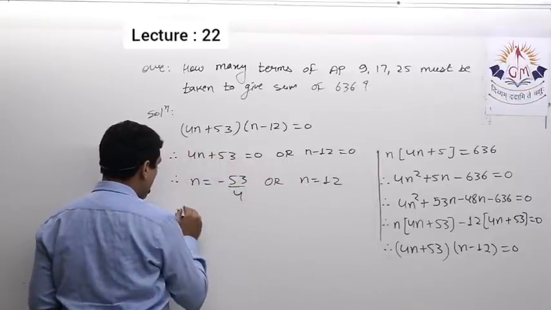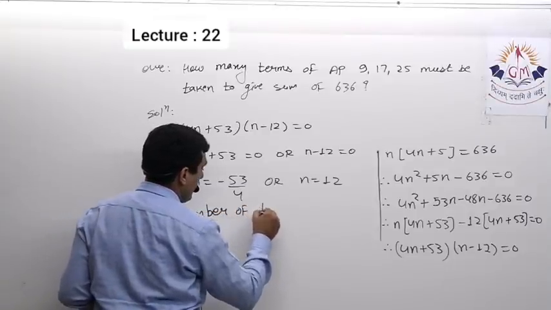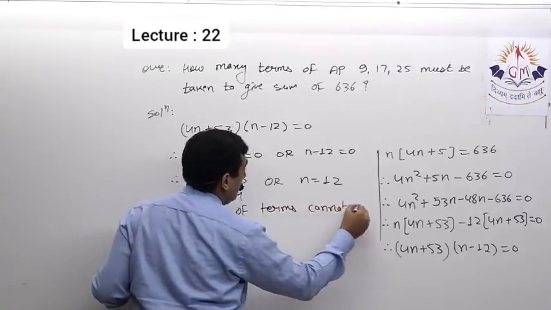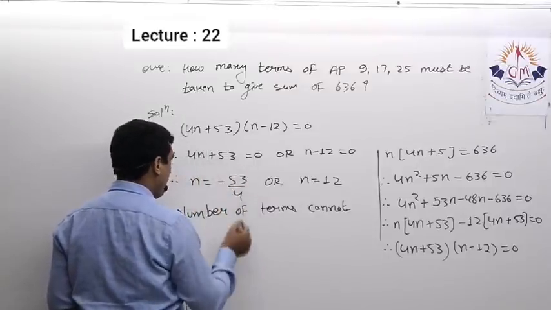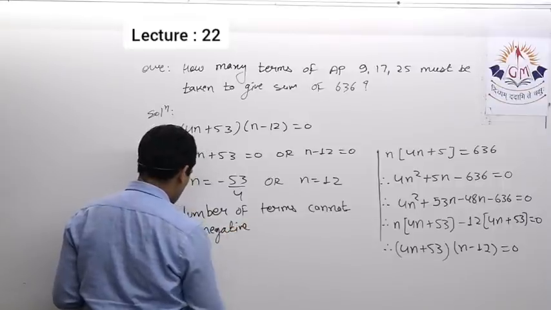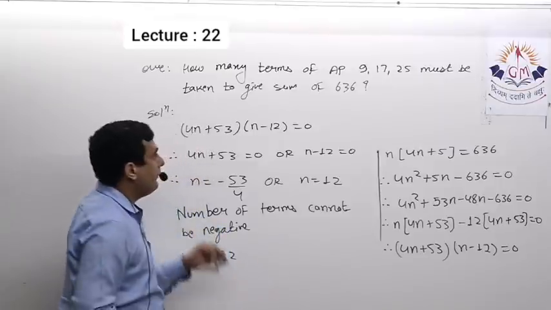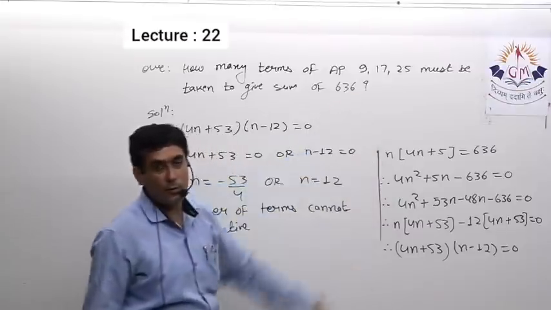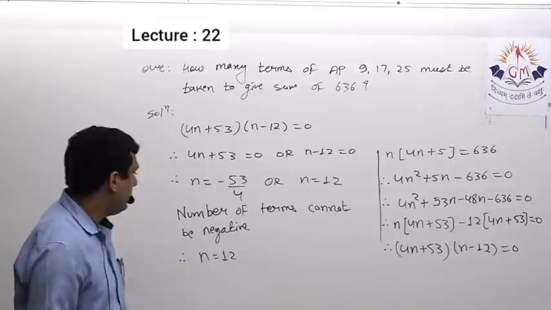So here we can write: number of terms cannot be negative as well as cannot be a fraction, therefore n is equal to 12. It means if we take 12 terms of this AP, we'll get the sum as equal to 636. Okay, so please note it down.